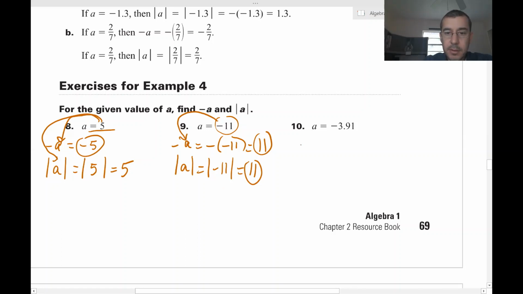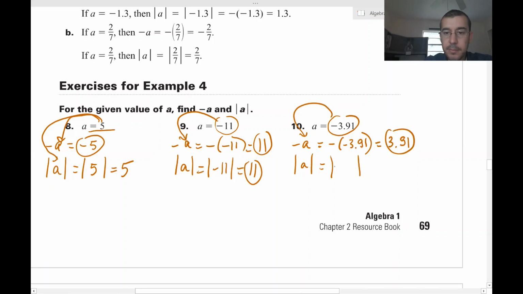Number 10, minus a and absolute value of a. So minus, and then instead of a, we substitute this value, minus 3.91. And we know minus and minus equals plus. So this is 3.91. And now absolute value of minus 3.91, which is 3.91. Okay.